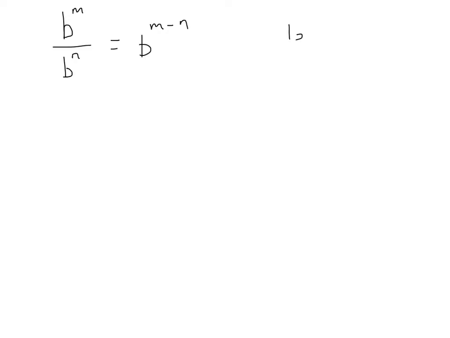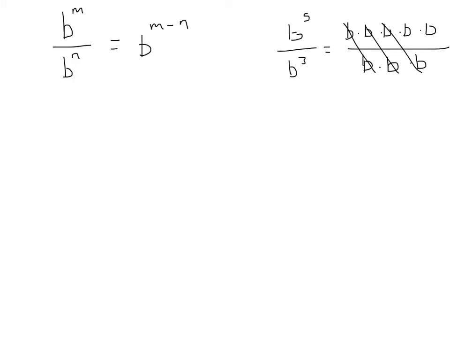If I've got b to the fifth divided by b cubed, well, that's b times b times b times b times b divided by b times b times b, and 3 of these cancel out, just leaving me with b squared. So that's the reason for that property of exponents.